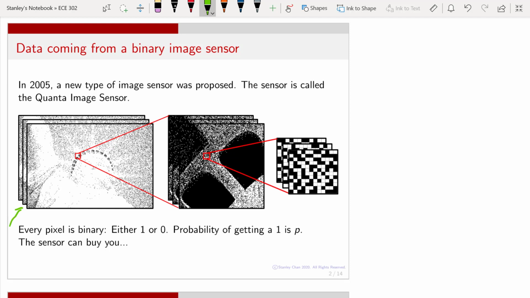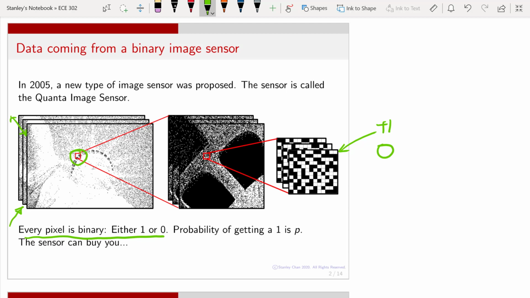So here, if you look at this image plane, first of all, you will have multiple frames. And here I'm showing you 3 frames. In each frame, you will have many pixels. If I zoom into a small region here, then I will see that you have a lot of binary bits. If I zoom in further, you can see that it is either 1 or 0. So each pixel is binary, is either 1 or 0.